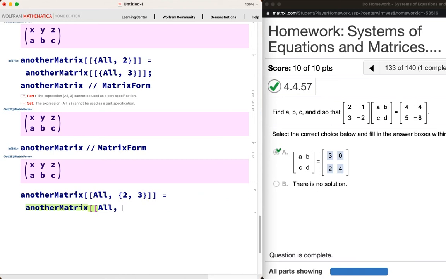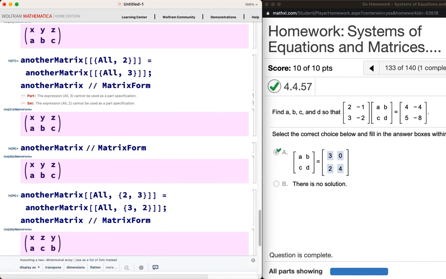All rows, third and second columns. Another matrix, matrix form. Yeah, so that actually did work. So it's following the same format as before.